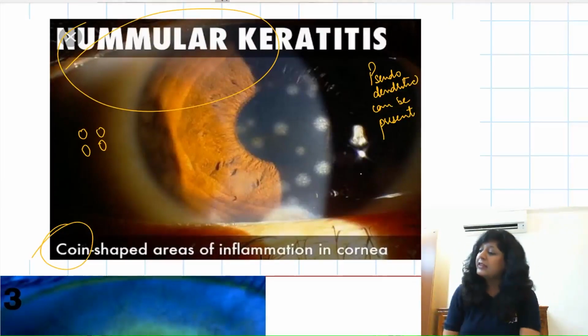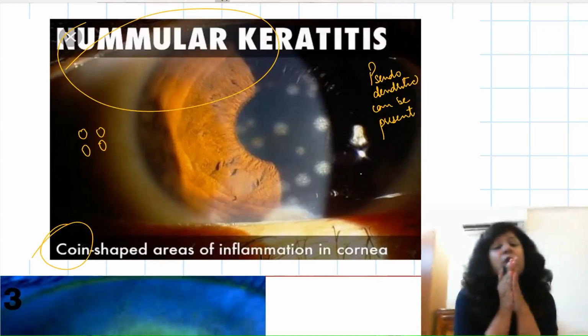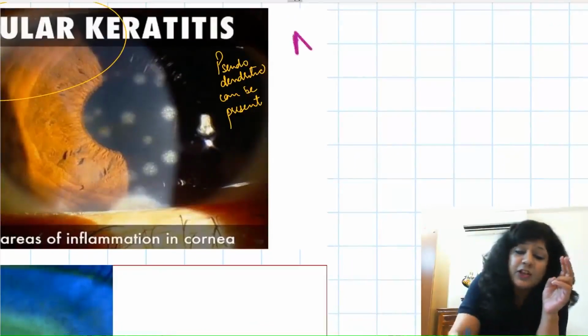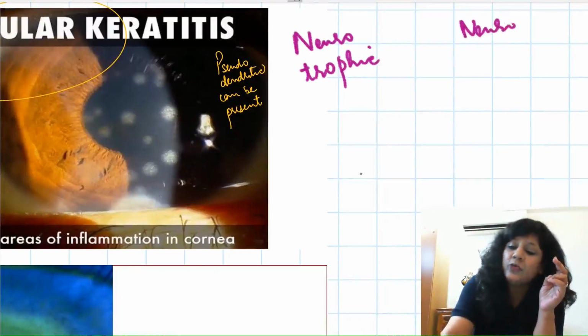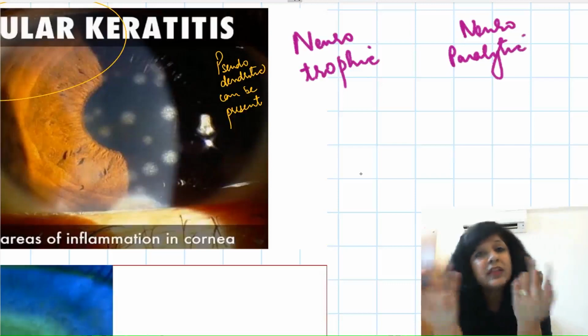Okay, then there is a thing called neural keratitis. Here the cranial nerve involvements are again common. So there are 2 things. One is called the neurotrophic and another is the neuroparalytic. Now many times there is a confusion. I don't think there is a confusion here.